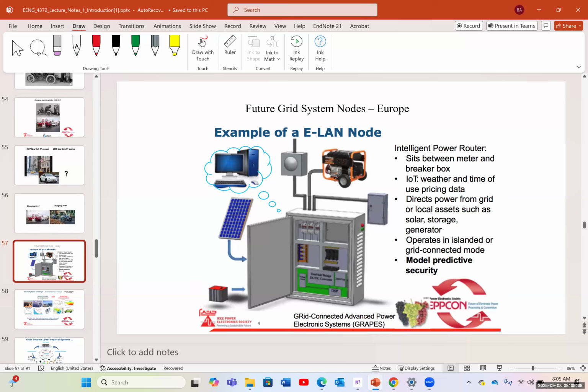So this is an example of a node. These are the future grid system nodes. And these systems are sometimes built entirely with power electronics. These usually have an intelligent power router that sits between the meter and the breaker box. They usually contain an IoT. Do you know what IoT stands for? Internet of Things. Okay, so anything from your fridge, your Ring doorbell camera, everything that is connected to the internet, right?